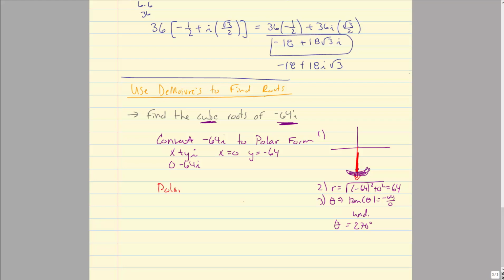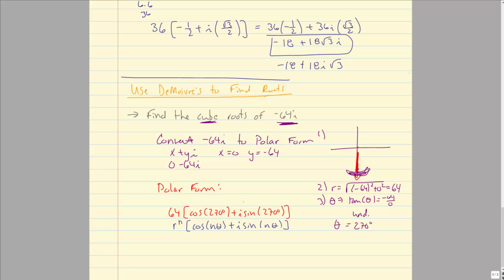So the next thing we're going to do is rewrite this in polar form. The polar form is going to be r, which in this case was 64, cosine of 270 degrees plus i sine of 270 degrees. Okay? Now the key to this is to match this up with DeMoivre's. So DeMoivre's said, okay, r to the n cosine n theta plus i sine n theta.